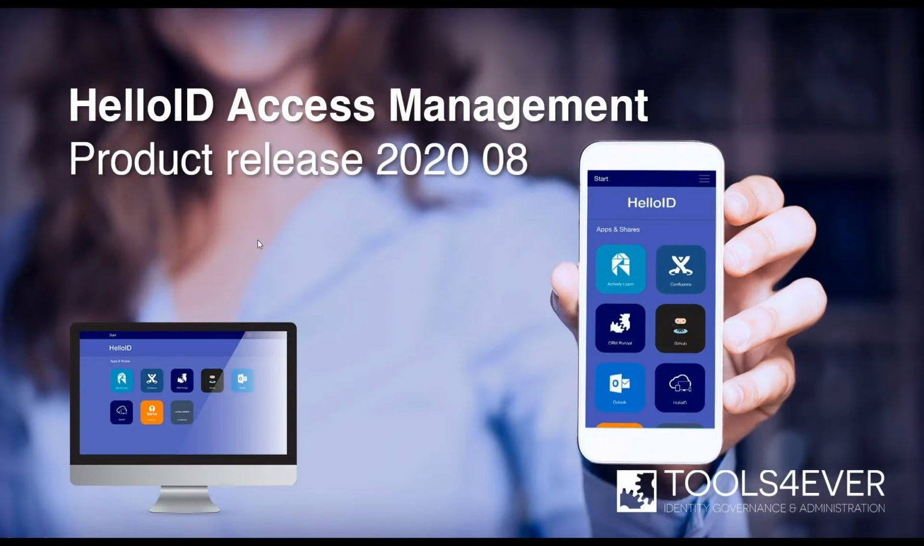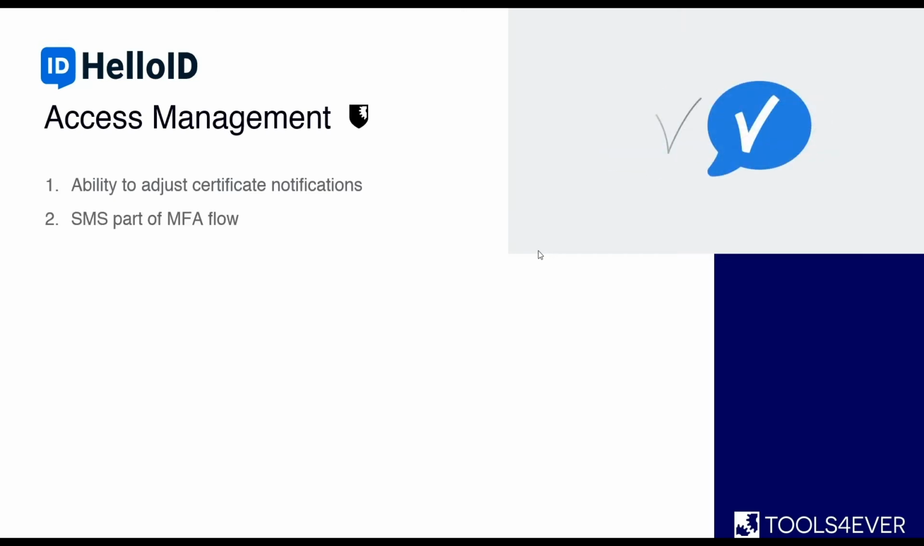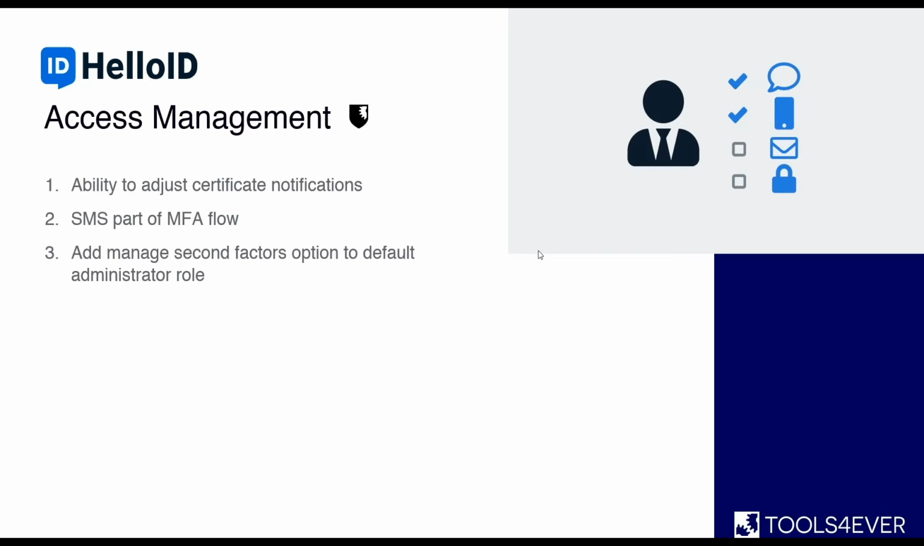We have 5 new items in this release. The first item is that you now have more control if you receive a notification email if a certificate is going to expire. You have the option to enable or disable these notifications per certificate. Another new item is that the SMS or text message is now part of the MFA flow for the end user. The third item is smaller. The default role for the administrator is expanded with managing second factors.